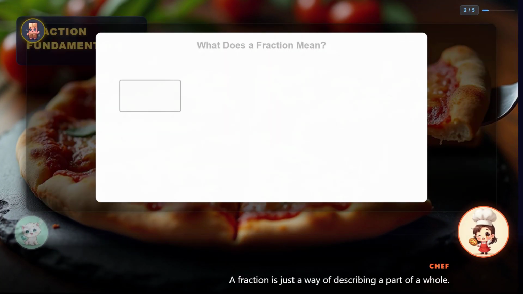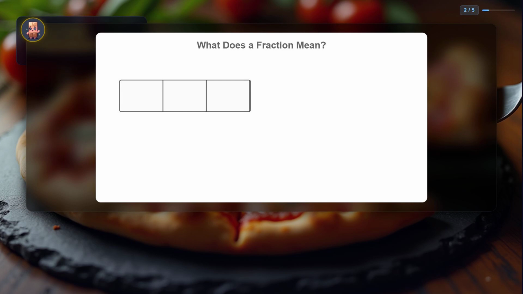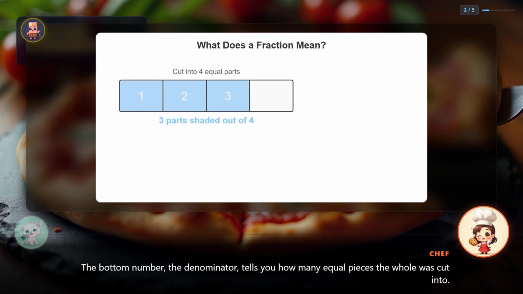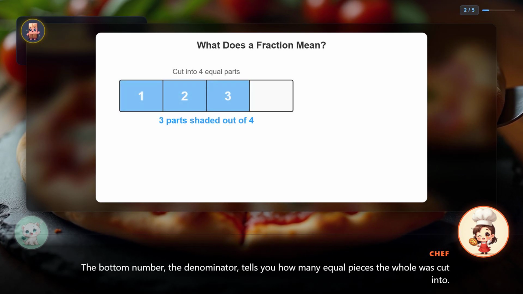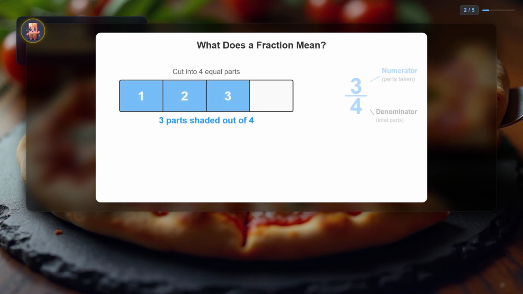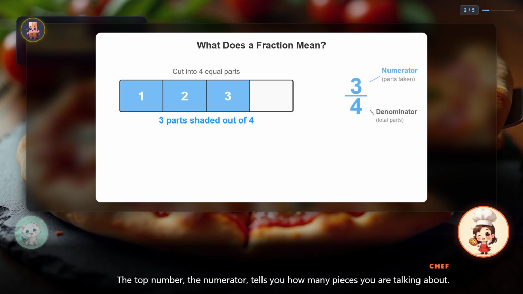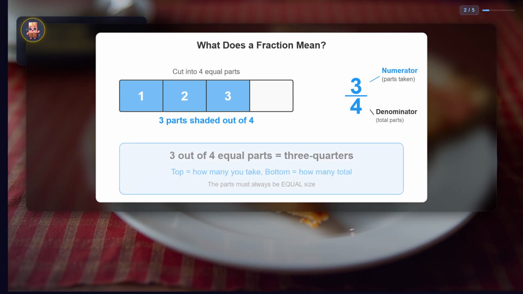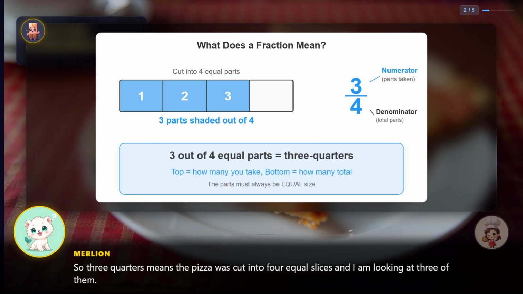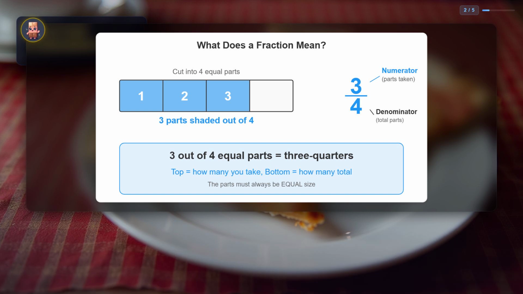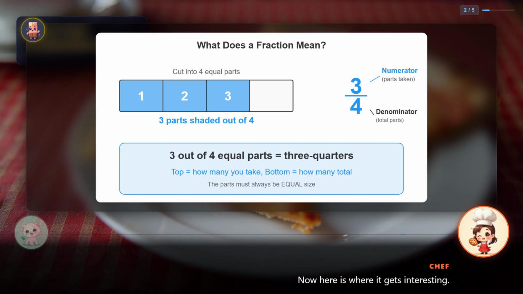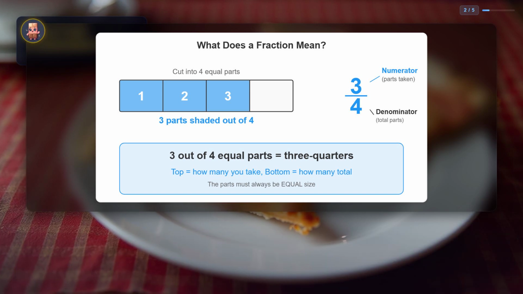A fraction is just a way of describing a part of a whole. The bottom number, the denominator, tells you how many equal pieces the whole was cut into. The top number, the numerator, tells you how many pieces you are talking about. So 3 quarters means the pizza was cut into 4 equal slices and I am looking at 3 of them. Exactly. Now here is where it gets interesting.